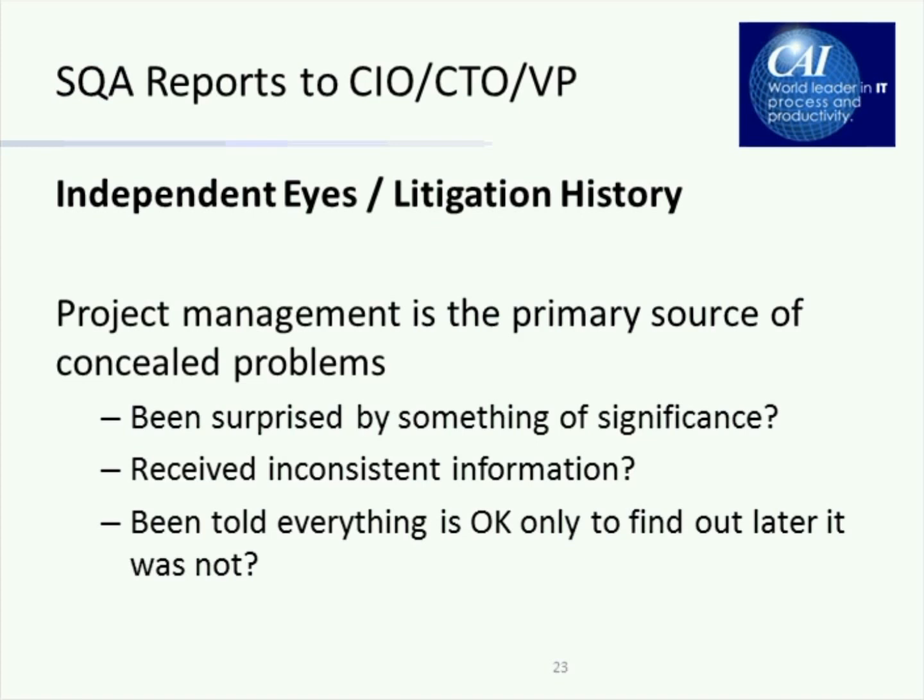And that maps up with what we were talking about on the previous slide. You'd know that if you're at the executive level and you've ever been surprised by something of significance. You'd know that if you've received inconsistent information. And you would know that if you've been told everything is okay, only to find out later that it was not. I think we've all been through these scenarios, especially this last bullet point, where the whole project is nice and rosy and everything's perfect right up until the delivery date, and then we find out we can't meet delivery for a whole variety of reasons because things were being concealed from us.